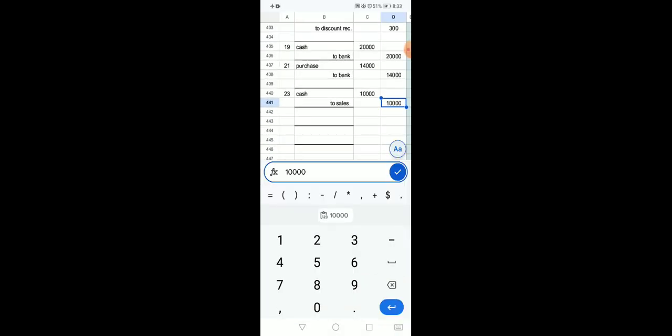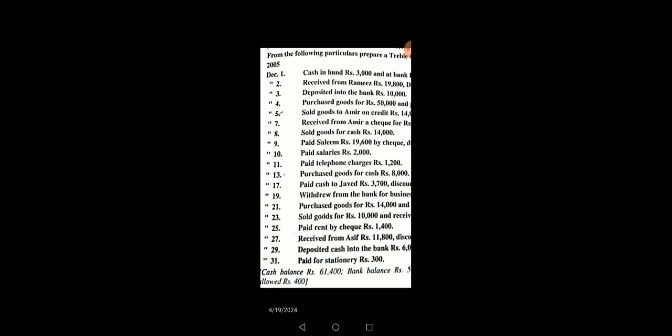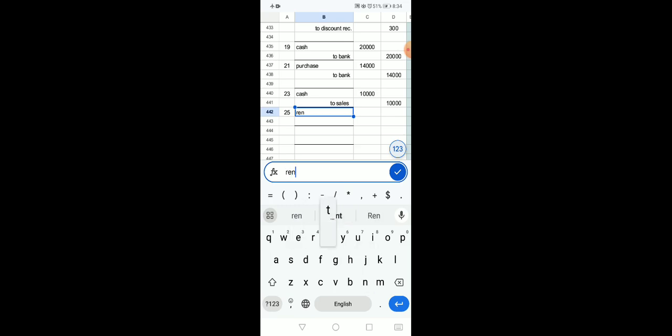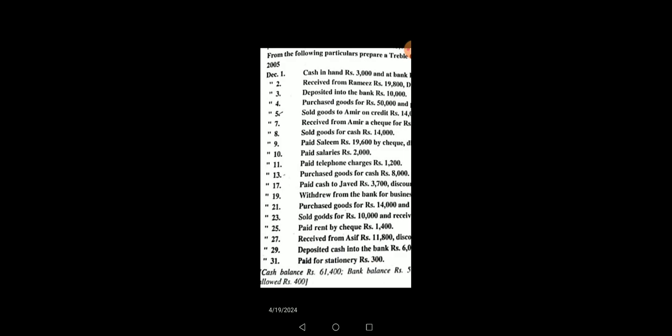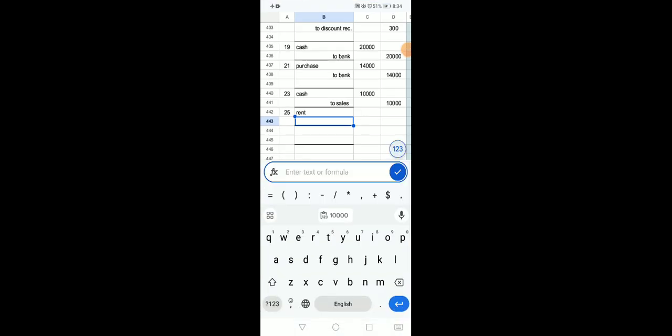What is next? 25th. So you will mention the 25th entry over here. And what is the 25th entry saying? Paid rent by check. You are paying rent, it means rent is your expense, and the expense side is fixed, which is the debit side. So you will mention the name of rent over here. And now the second part is very important. You have paid this rent by check. You are not paying cash. The person to whom rent was payable, you have drawn or issued a check and delivered to him.